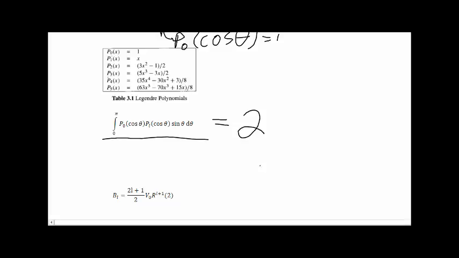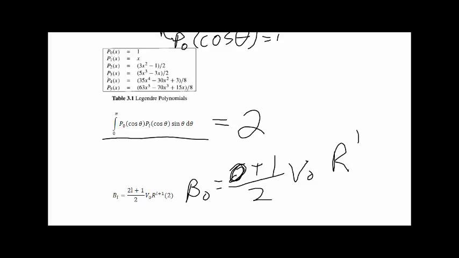Setting B sub L to 0, you're going to have a 0 here, plus 1, a 2. There's your V naught, your R to the 1, and then you got your 2.